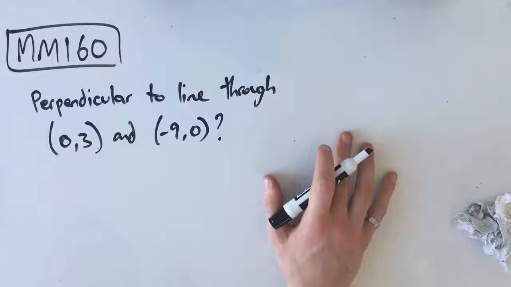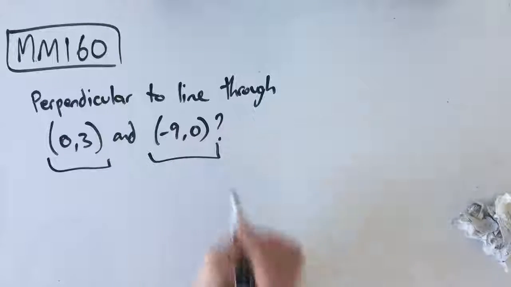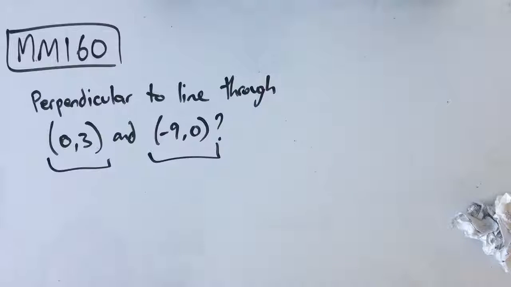Now we've got this question. The gradient of a line perpendicular to the line which passes through (0, 3) and (-9, 0) is what?